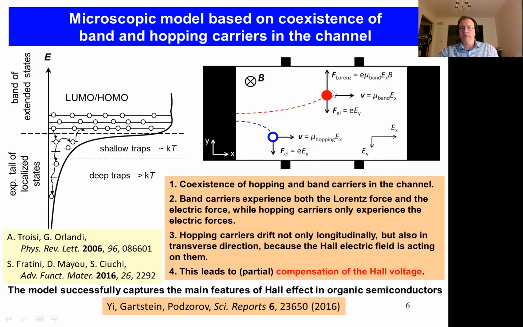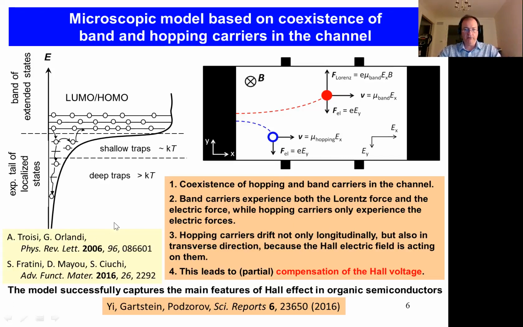And so the band-like carriers are mainly responsible for the formation of this transverse Hall electric field. And this electric field is pushing the hopping carriers in the opposite direction. And so they compete with the band-like carriers in creating the Hall voltage. So essentially, they partially compensate or screen this Hall electric field. Now, when you work out the details of the model, requiring that in the steady state the transverse current density, J_y, should be 0.